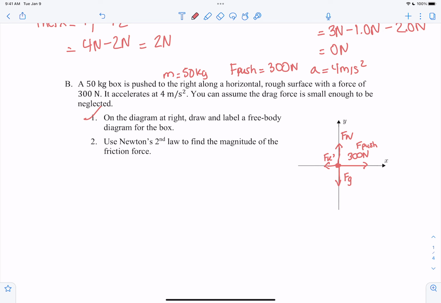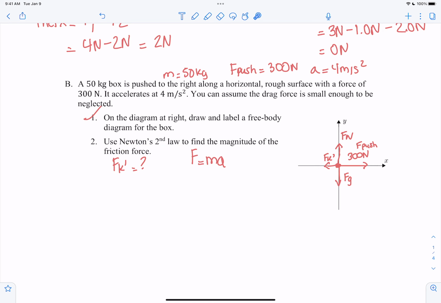Now for part 2, we need to use Newton's second law to find the magnitude of the friction force, right? So what is Fk prime? We need to figure that out. We know Newton's second law, once again, is F equals ma. Whenever you hear or see Newton's second law, think of, okay, I need to start writing down some kind of F net equation, maybe F net x, maybe F net y, figure things out that way. That's your clue or indicator there.